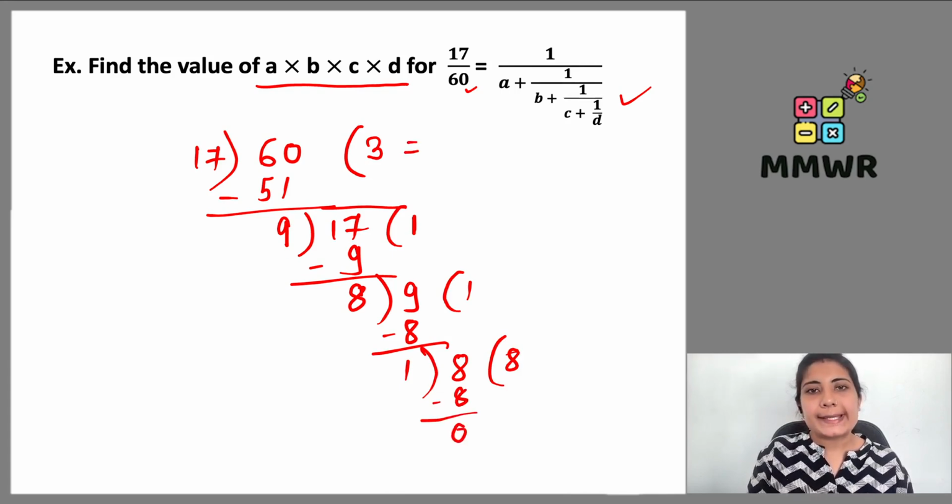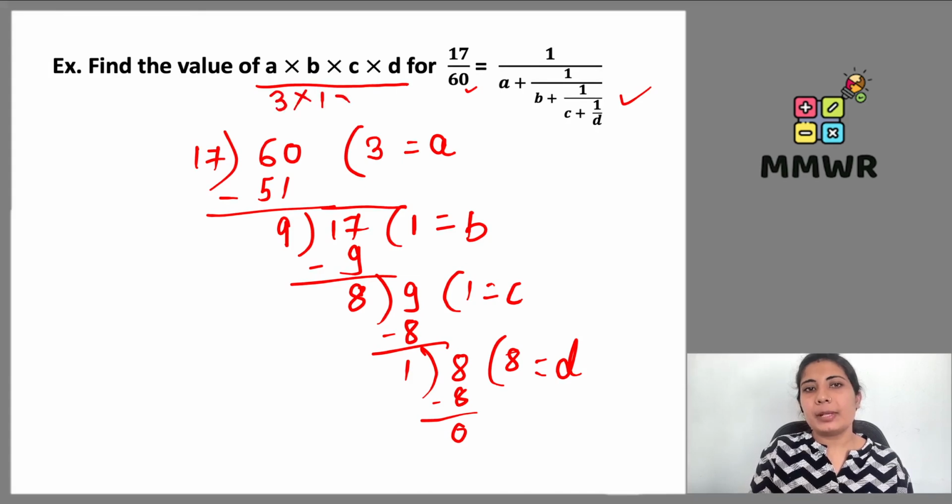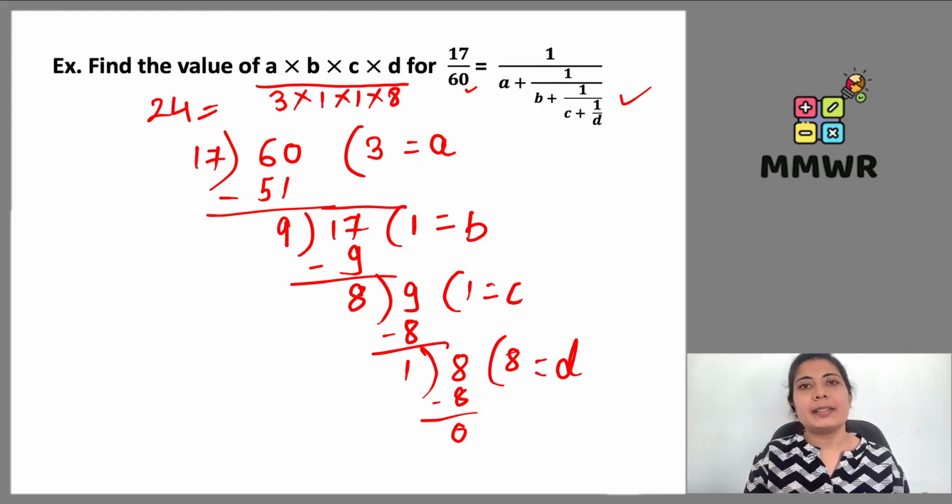So the value for A is 3, value for B is 1, value for C is 1 and value for D is 8. Let's substitute the values in A multiply B multiply C multiply D. So 3 multiply 1 multiply 1 multiply 8, which is 24. 1 times 1 times 1 gives me 8 only. 8 threes are 24. So 24 will be the answer for this example.